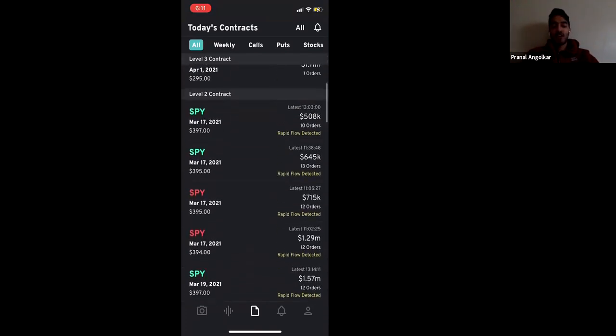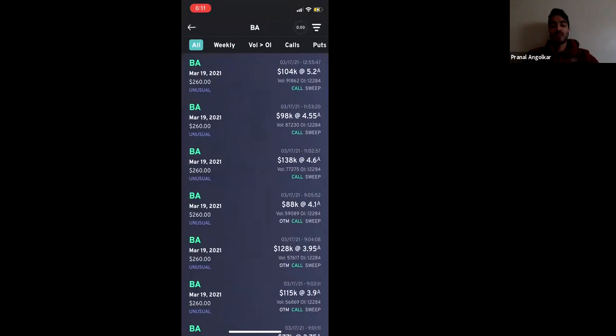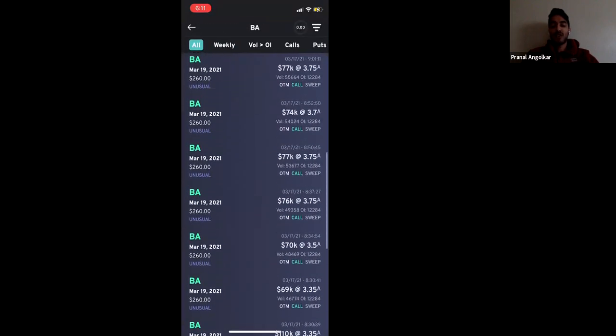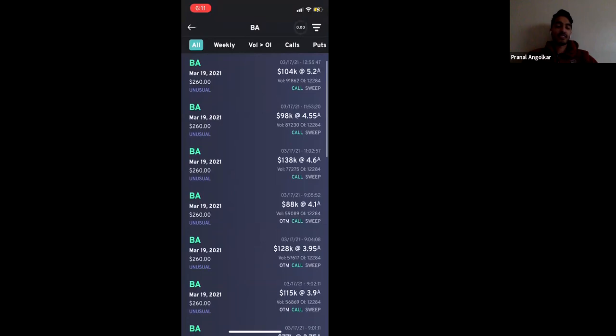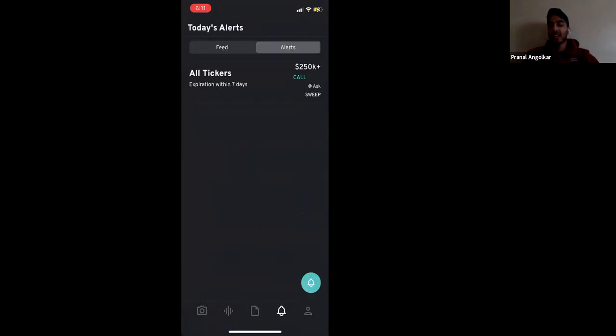And you can see all these level contracts that came in that show rapid flow detection, as well as the number of orders that come in. So you can see for BA, constant flow all day, which Gabe will describe in a bit. So you have that page. And like I said, guys, if you need a more in-depth analysis of this, please look at our first video. We'll probably walk through this for 30, 40 minutes. And then today's alerts. This is what I want to show you guys today, how to set good alerts for you guys as you move forward in the process.